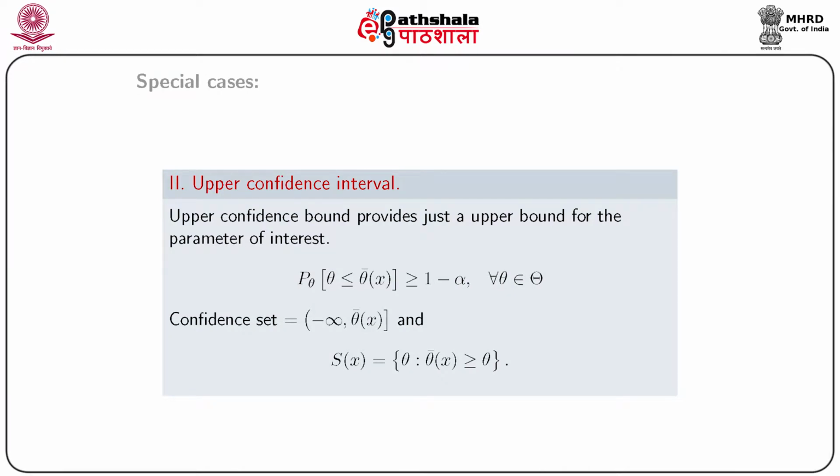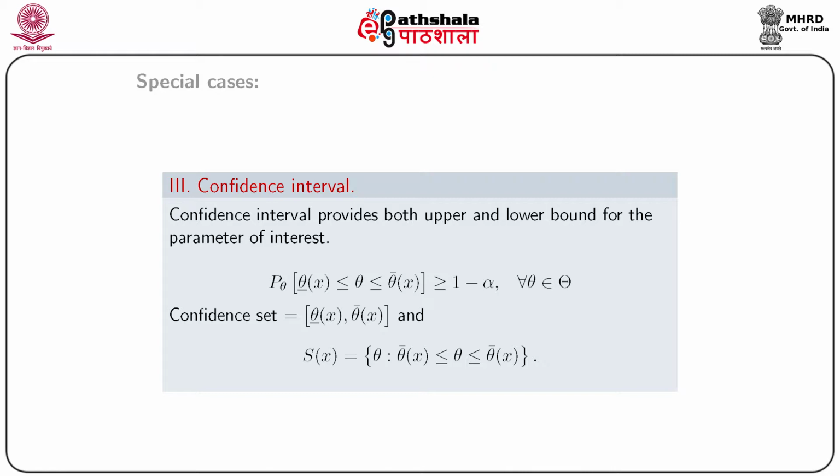The upper confidence bound provides just an upper bound for the parameter of interest, that is, the probability that theta is less than or equal to theta upper bar x is greater than or equal to 1 minus alpha, and therefore the confidence set is minus infinity to theta upper bar x, and S of x equals the set of all theta such that theta upper bar x is greater than or equal to theta.